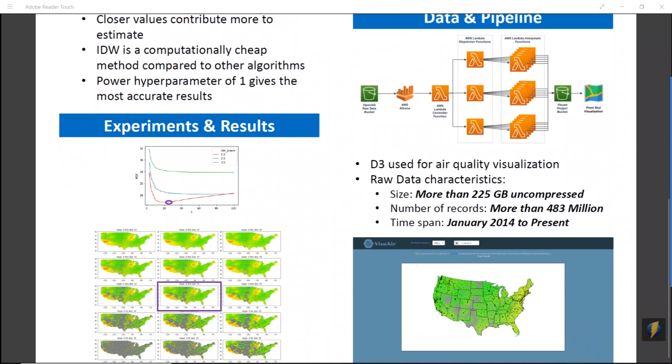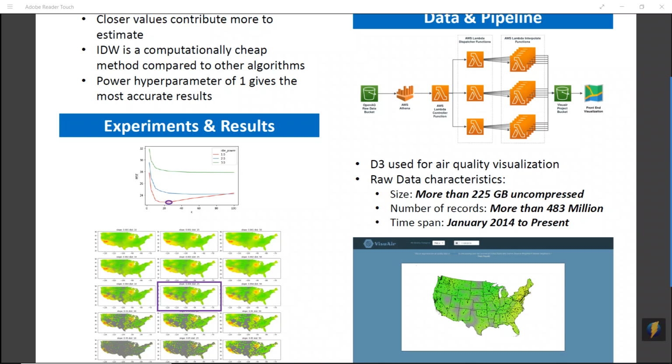Data and pipeline. The raw data is hosted on the OpenAQ API. This data on dirty air is relatively clean and does not require much scrubbing. We gather the data from the API into our local AWS Athena database. Then there are these Lambda functions, where the distributed processing occurs.